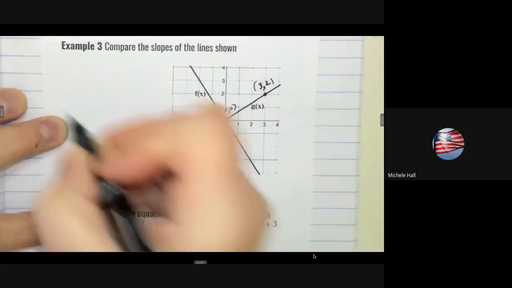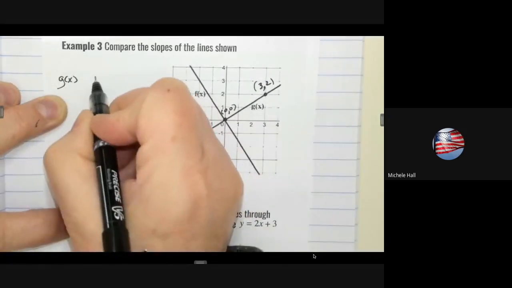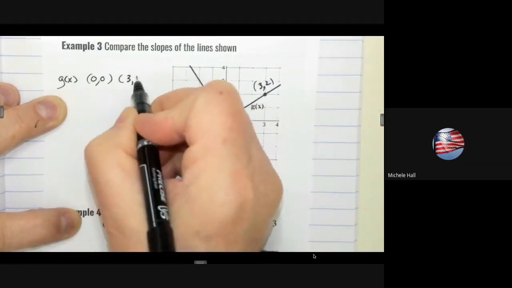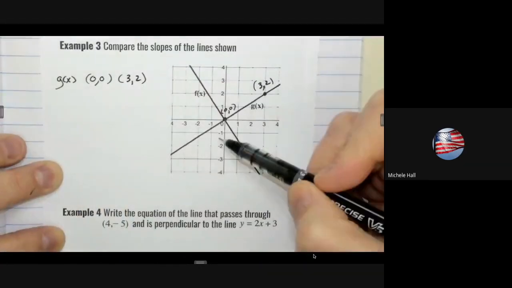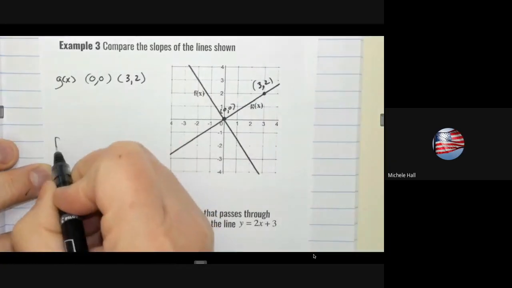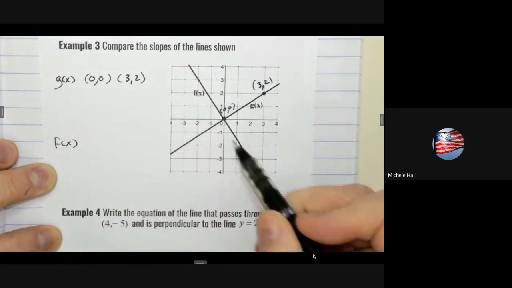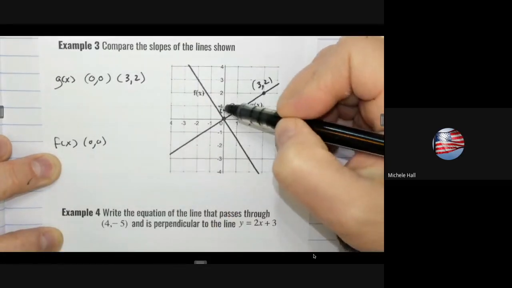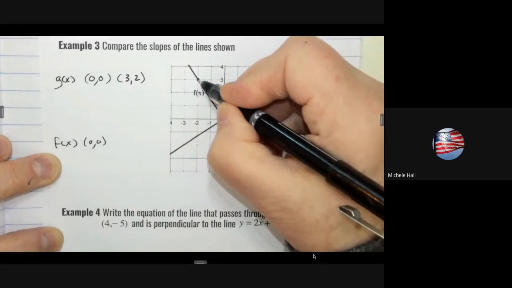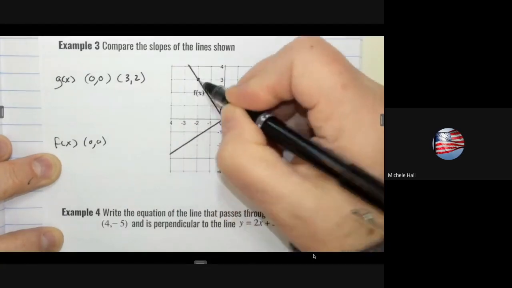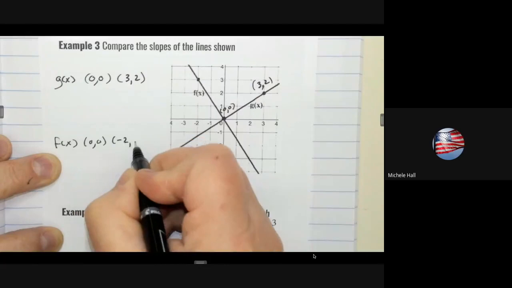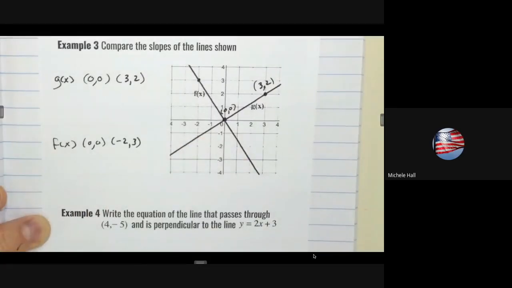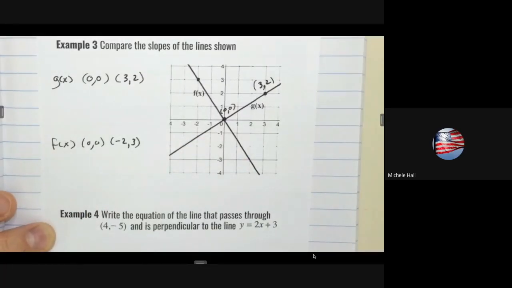So line g(x) has (0, 0) and (3, 2). f(x) would also have (0, 0). And we see here's a good point in the corner of the box. That's (-2, 3). Now all we need to do is find the slopes and compare them.